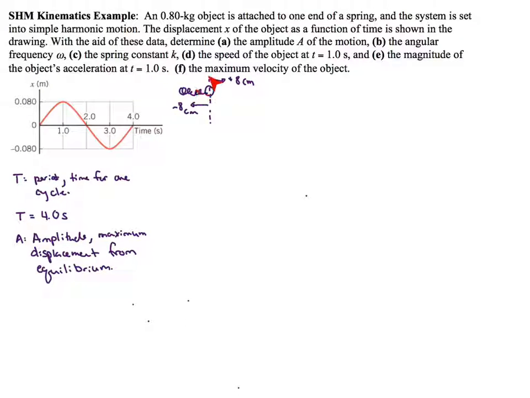Right, so what it's doing is here it would be at equilibrium, and it's moving along, oscillating back and forth between plus and minus 8 centimeters. All right, so that's actually part A for us right there. Amplitude is 0.080 meters. Next, I consider this to be the analysis, that I figured out the period and the amplitude.